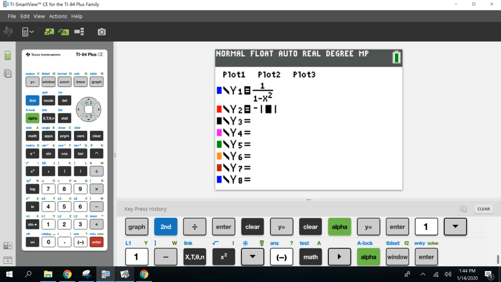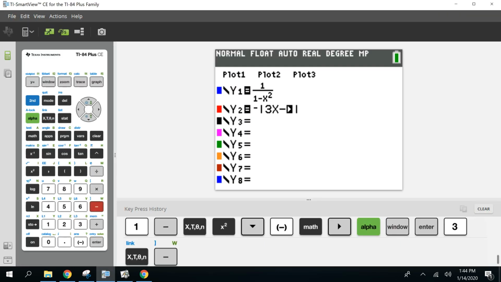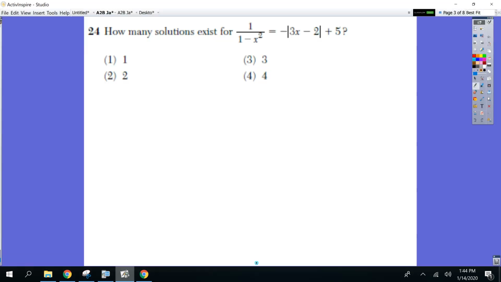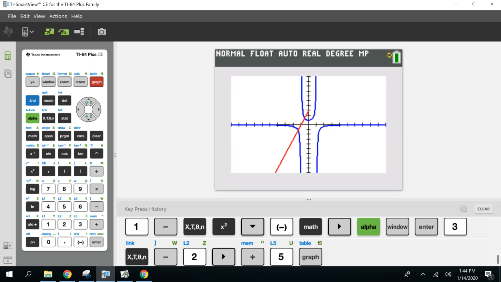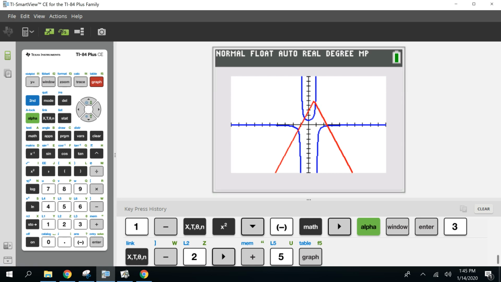So we got 3x minus 2. And then make sure you go outside and add in the plus 5. Yeah, great. It looks great, but I only care about how many times they intersect. This is so cool. That's how many solutions they'll have. How many spots of intersection? Should have 1, 2, 3, 4 spots.